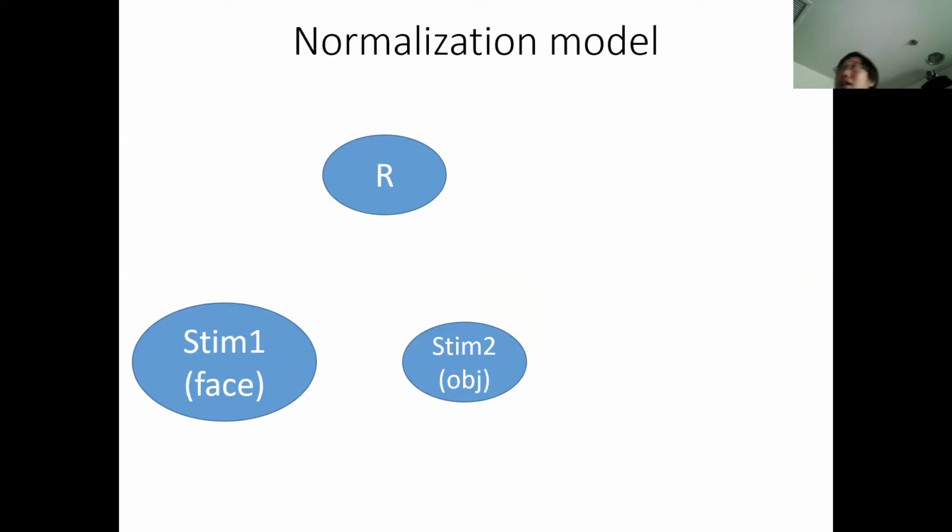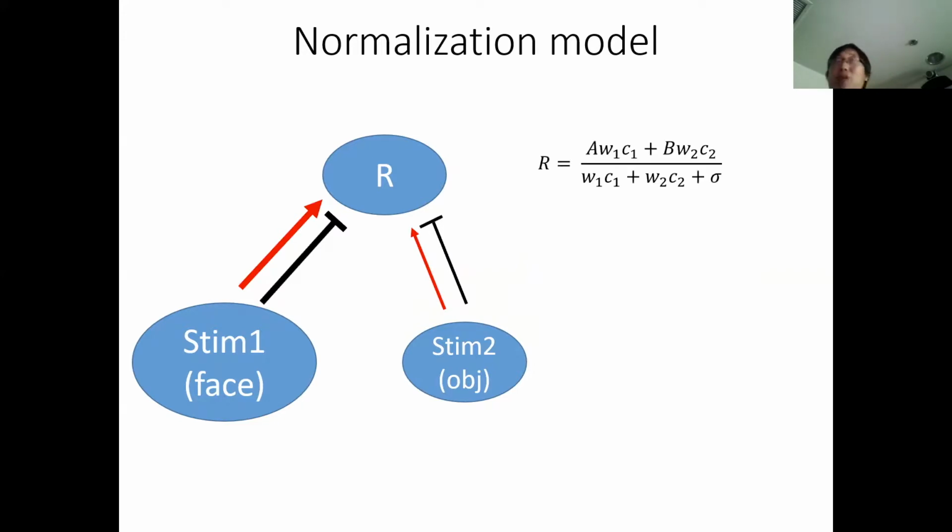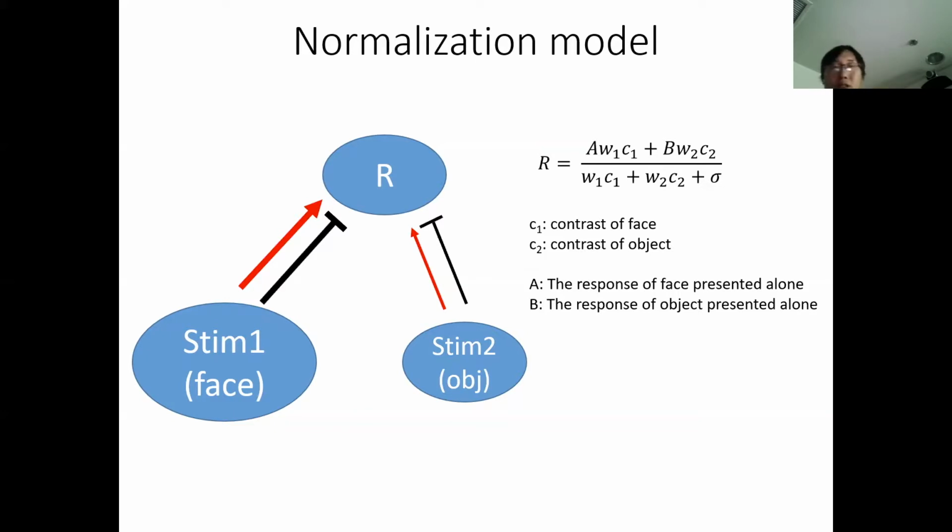Returning to IT cortex, suppose we have a face cell and it is getting input from two stimuli. Both groups provide excitation as well as normalizing inhibition. Here is what the normalization equation would look like. C1 represents the contrast of the face, C2 represents the contrast of the object. A is the response to the face when it is presented alone, since if you set C2 to 0, the response is roughly equal to A. And B is the response for the object presented alone.